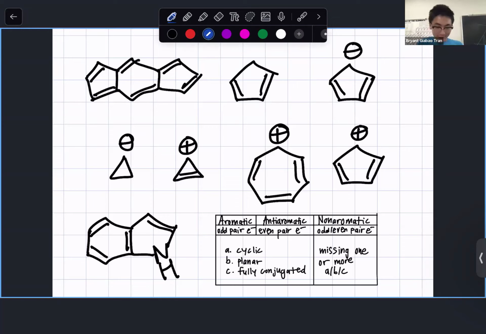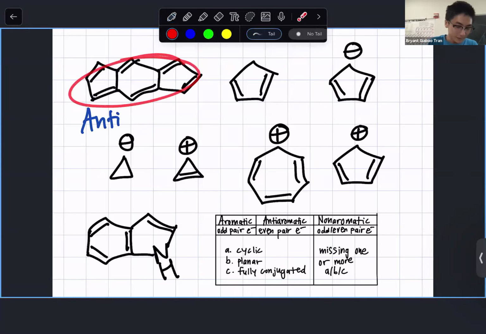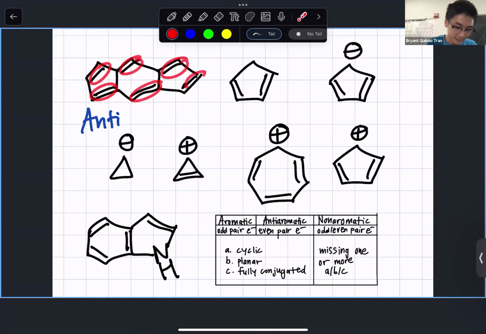Okay, so for this first one here, what did you guys say? Was the thing aromatic, anti-aromatic, or non-aromatic? Anti, right, because it does fulfill all the conditions. It is cyclic, planar, and all conjugated because all of these atoms in the ring are sp2 hybridized, and we have 1, 2, 3, 4, 5, 6 pairs of electrons, which is an even number of pairs, meaning anti.